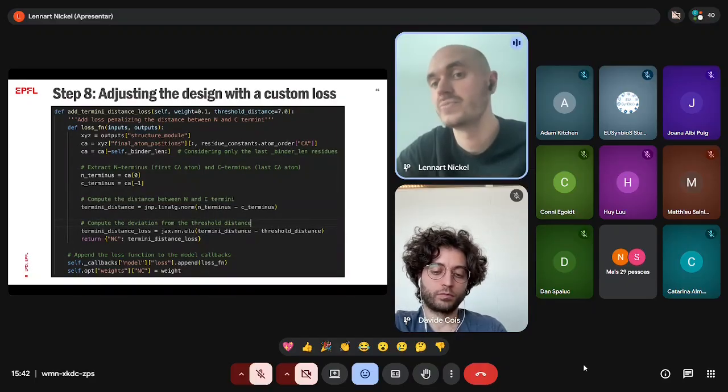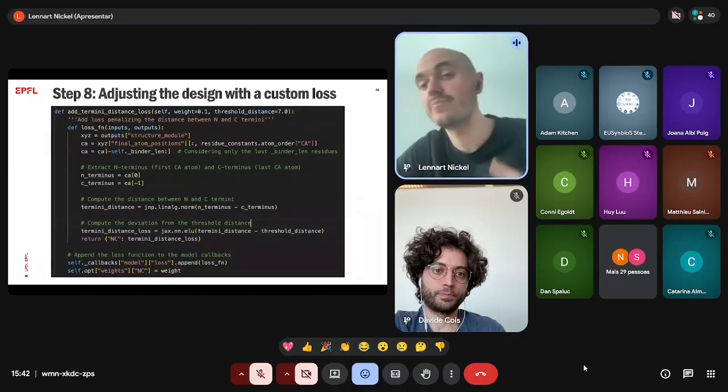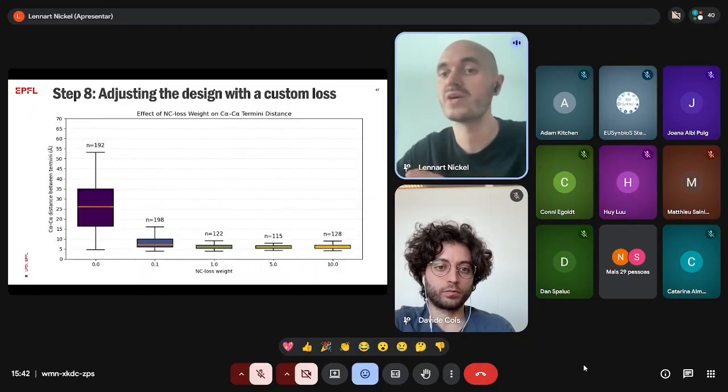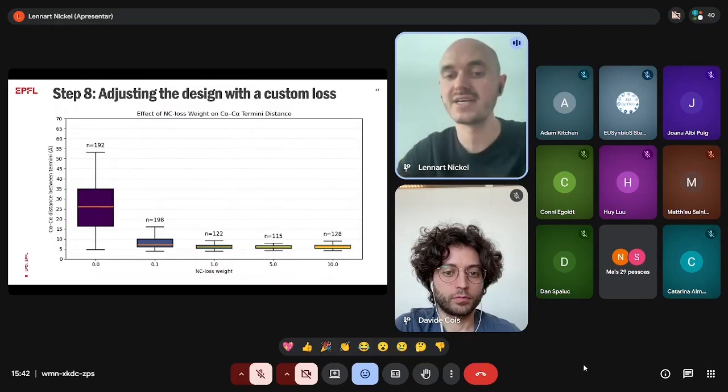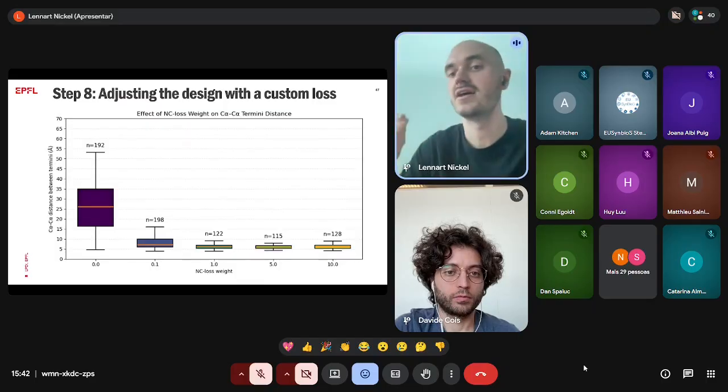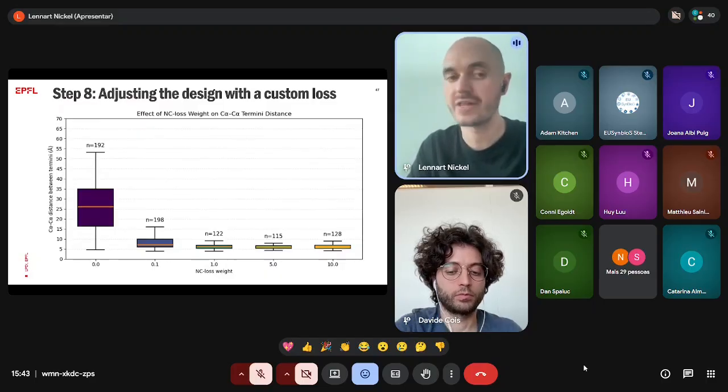It's not super tricky. You can implement these losses into BindCraft, just adding them to the general loss functions that we have already implemented. Then you need to run a quick benchmark where you look at how much weight to give this loss function in the optimization process. You can see here on the x-axis the different weights that we have added for this NC terminus loss. And you can see that the more weight we give, the shorter the distance on average becomes between the two termini. So we are really optimizing for the right thing.